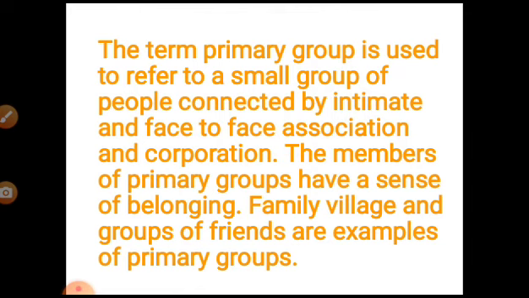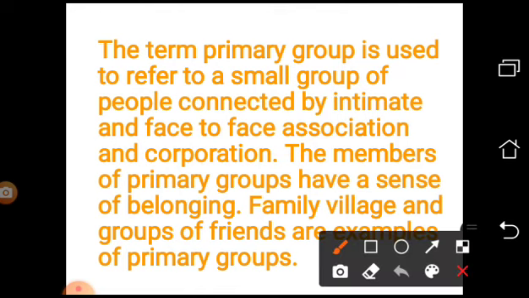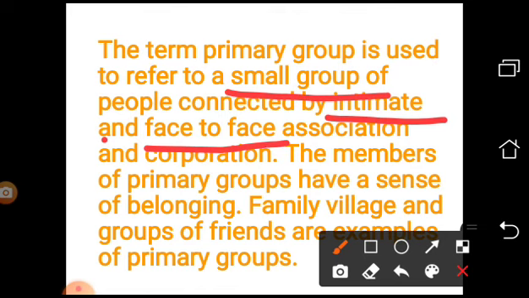So first of all, we have learned a primary group is a very small group of people connected by intimate and face-to-face association and cooperation. The members of primary groups have a sense of belonging. A belonging sense will be there. The examples are family, village, friends, like this. Some groups are considered as primary.